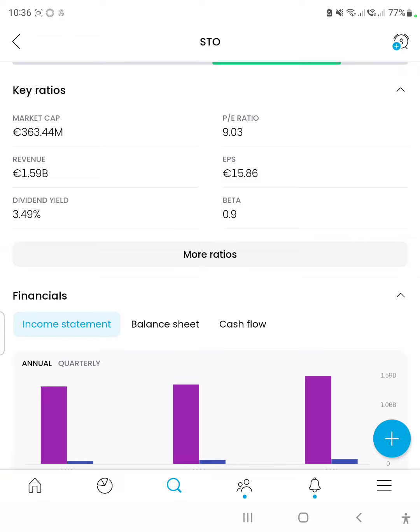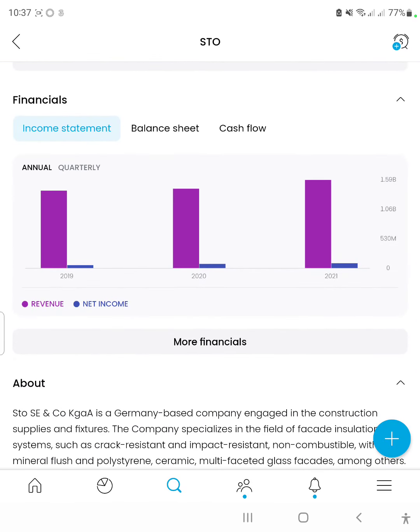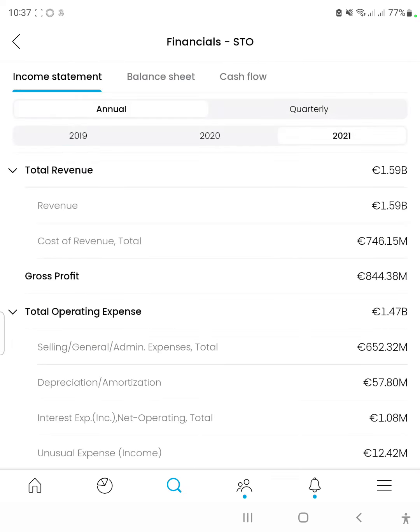The beta, which is the overall risk level of a stock in a particular year, up to this date is 0.9, which is good, just 10% under the market average of 1. So we're going to get into the financial statements, starting with the income statement. So as you can see, the income statement, the total revenue is 1.59 billion euros.